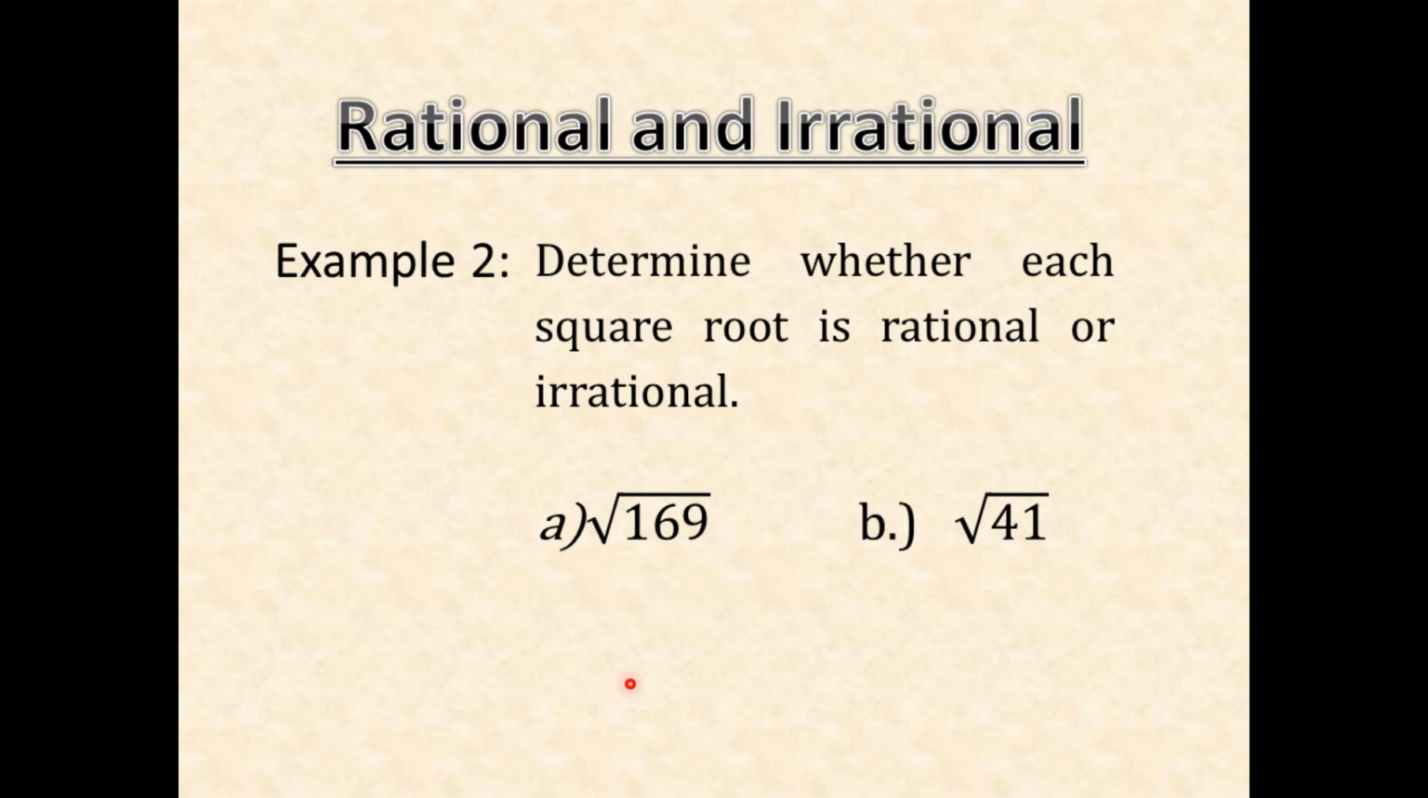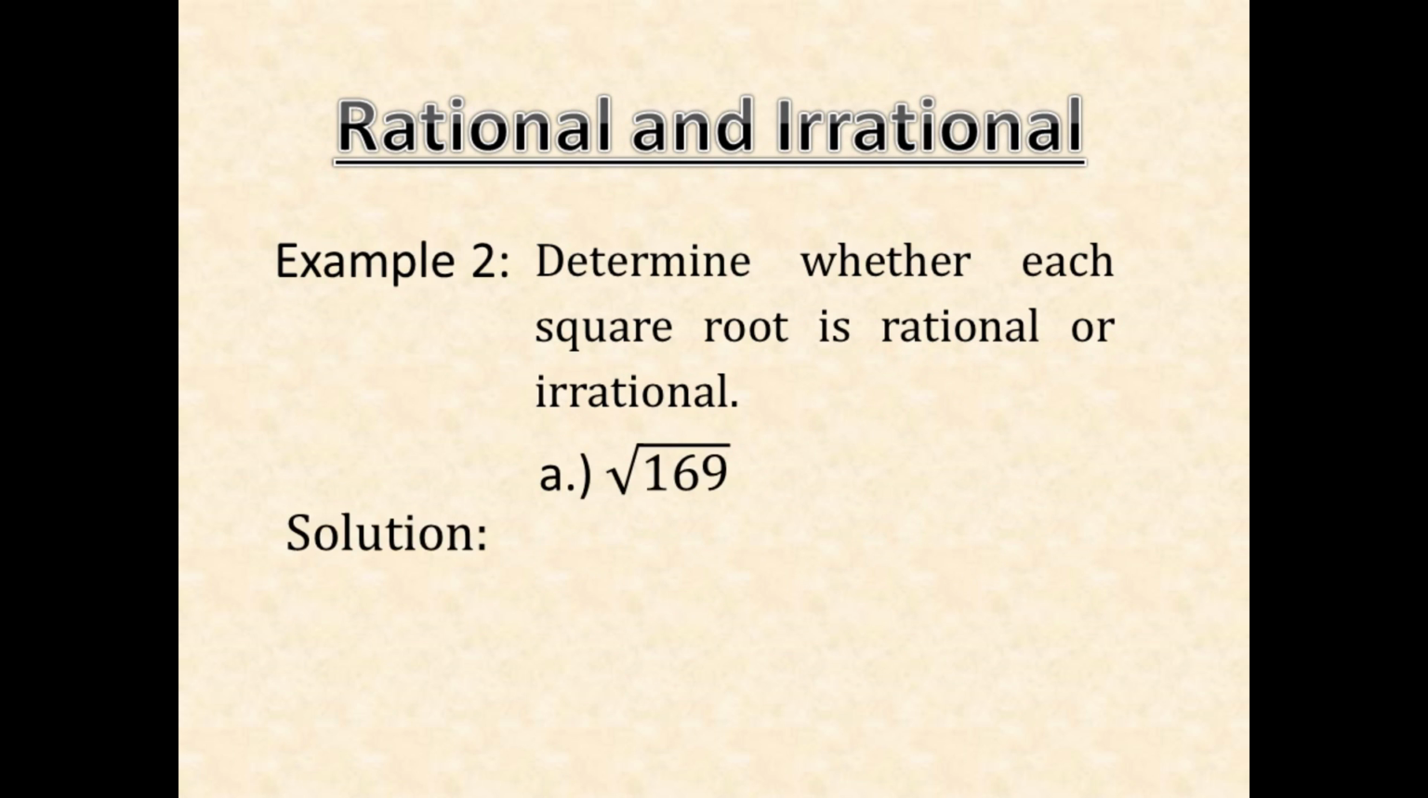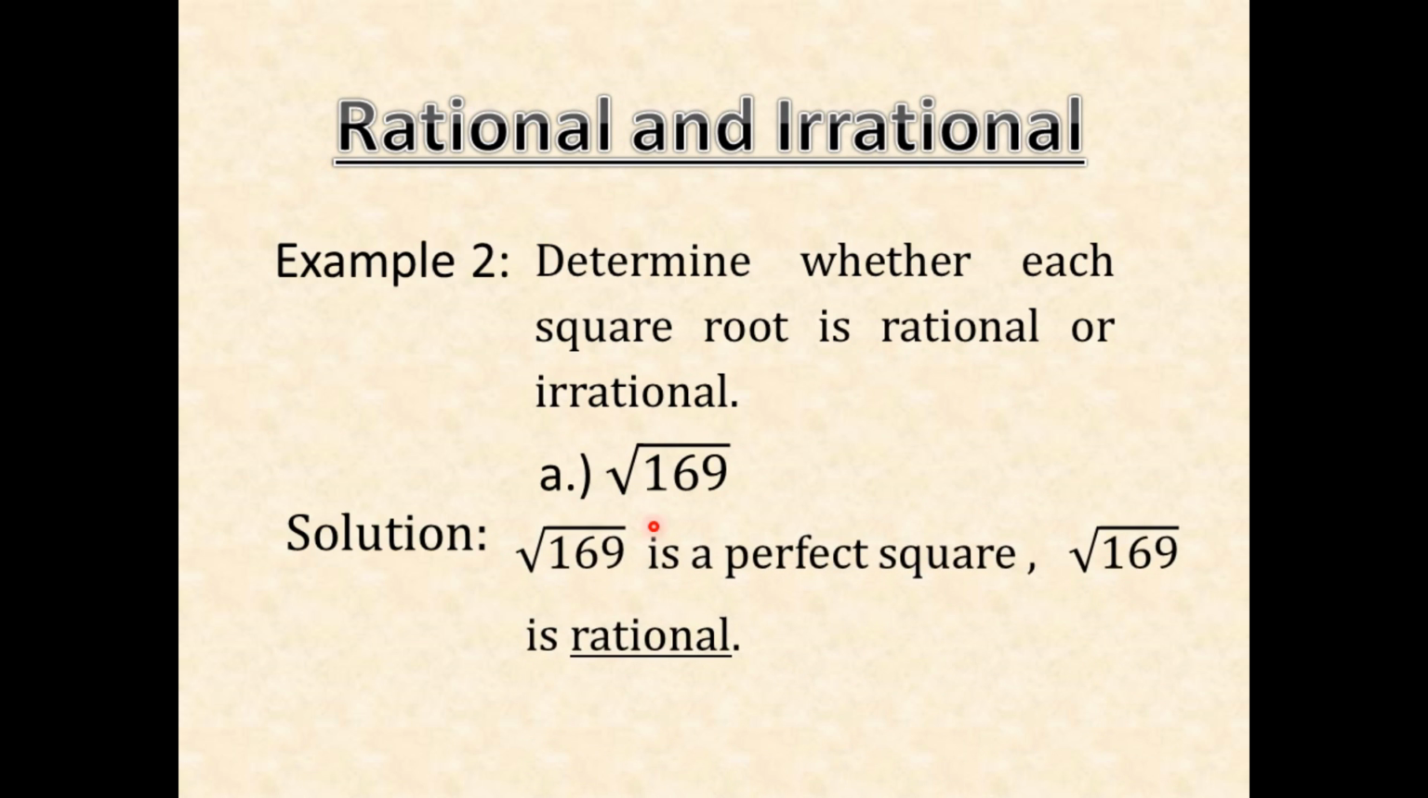Example number 2. Determine whether each square root is rational or irrational. We have two problems here. First, square root of 169. The square root of 169 is a perfect square, so therefore, it is rational. That's because 169 is the result after multiplying 13 by itself. So again, 169 is a perfect square number, therefore this is rational.